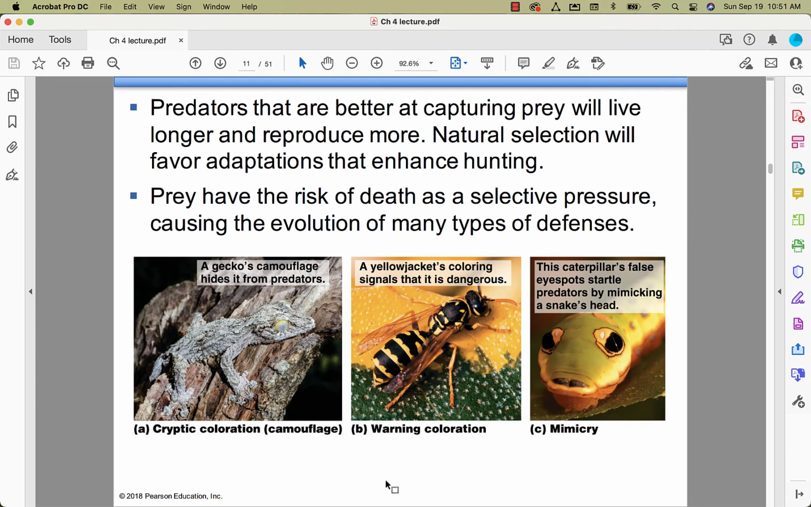This kind of makes sense. This goes back to chapters 3 and 11. If you have a predator that's better at capturing prey, another Captain Obvious, it's going to live longer and it's going to reproduce. And it's going to then pass those good hunting traits onto future generations, okay? Because they're going to be able to eat, survive, and reproduce.